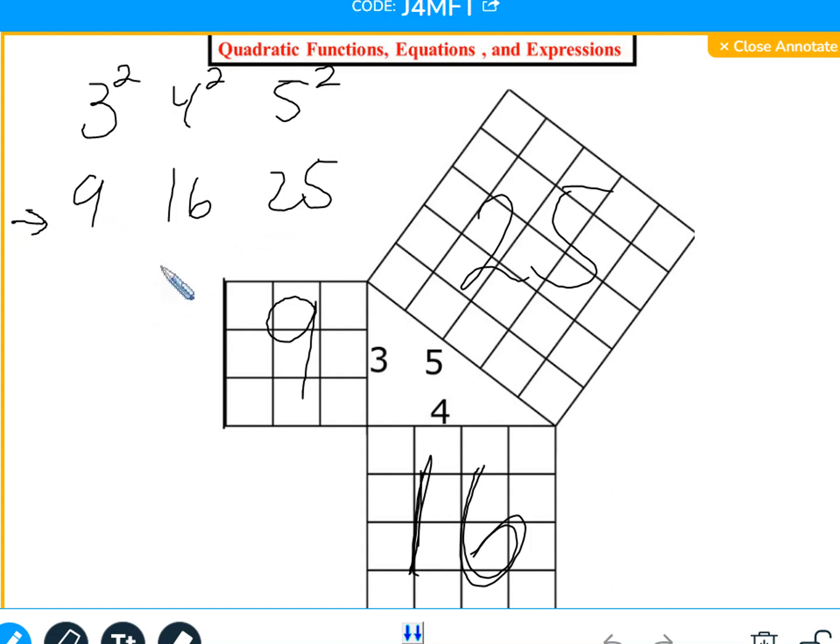Anyone see it? Talk it over to your neighbor, let them know what you see. Anybody, what you see? What do you think, Joel? Anything?